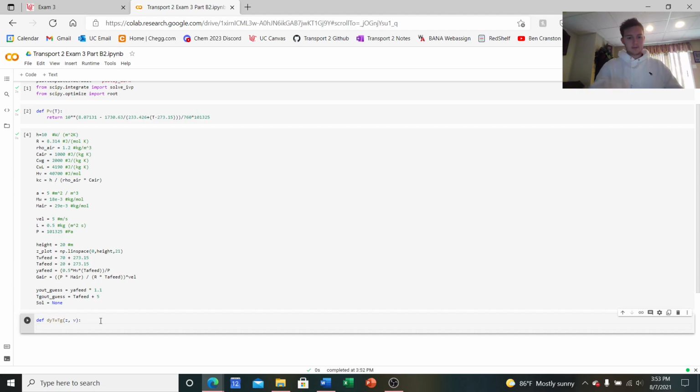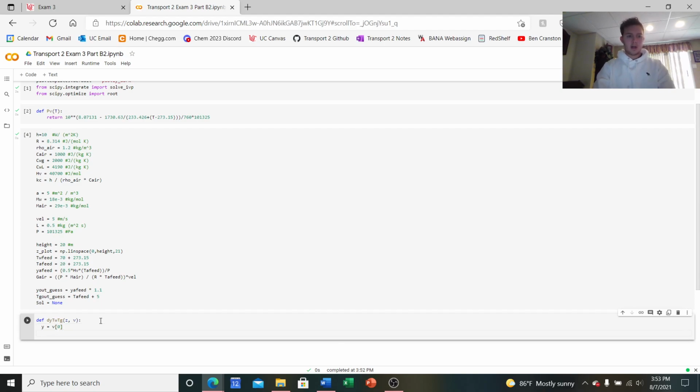And so the first variable that we're going to be looking at is just Y itself, the mole fraction of water. And we're going to go ahead and just store this in the first location of the array. And so that's what's denoted in V naught, which is just the first location of the array.